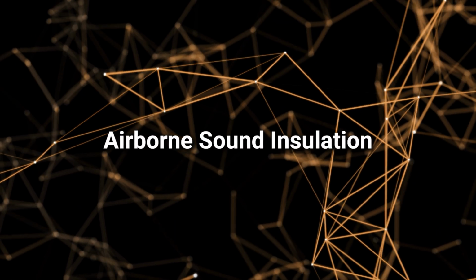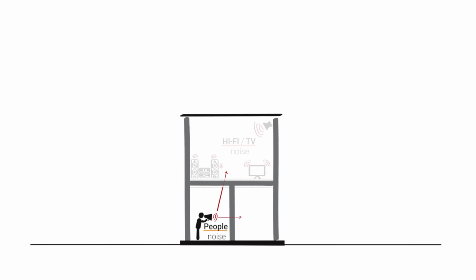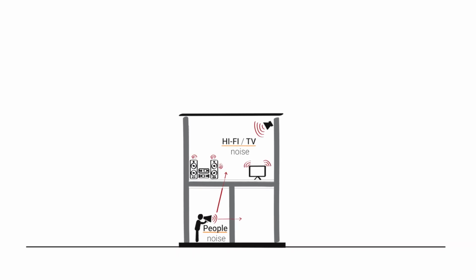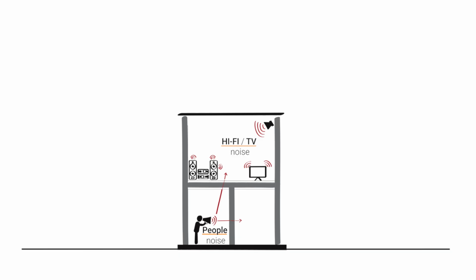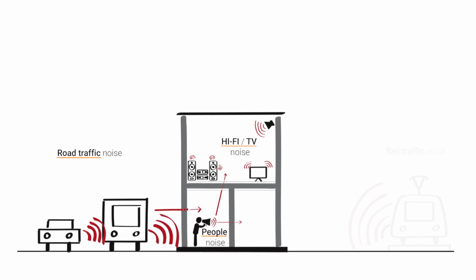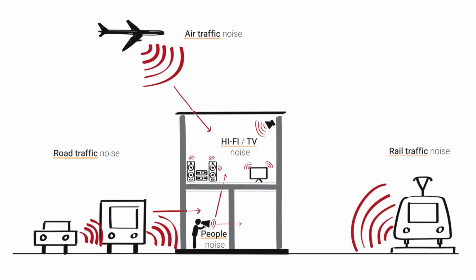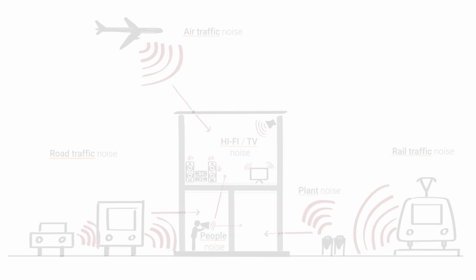Let's break them down. Airborne sound travels through the air as pressure waves. It is the sound of people talking, TV and hi-fi systems playing, dogs barking, music blasting from the next room, road, rail or air traffic noise, building services, etc. These sounds can pass through walls, floors, ceilings, and building facades if the building isn't properly insulated.